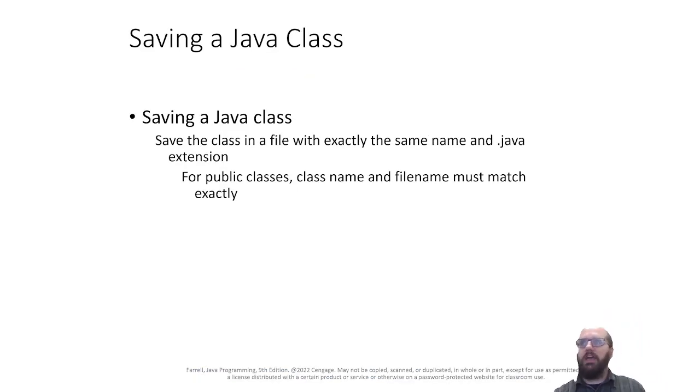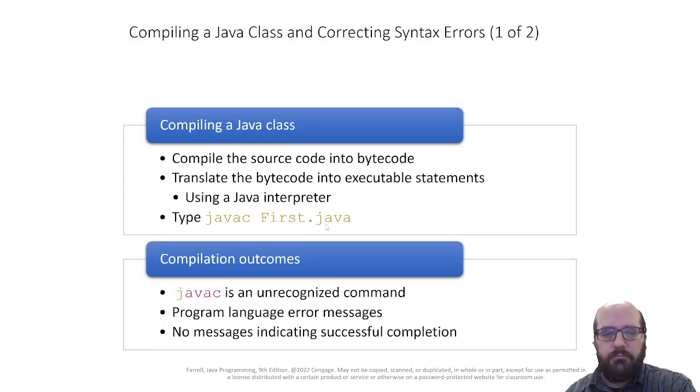All right, you can save it by saving it or compiling it usually, although y'all saw it didn't work for me earlier. For public classes, class name and file name must match exactly. When you compile a Java class, you compile the source code into bytecode. Typing javac first.java is how we compiled the class. If javac is an unrecognized command, that means that you may not have Java installed, or there's some sort of problem. You can also get programming language error messages. If you get no messages, you probably compiled the class, but you can check that also in your file list.